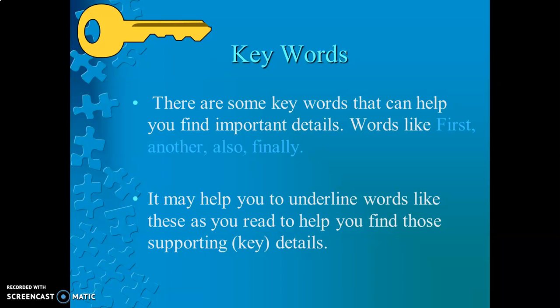There are some key words that can help you find important details. Sometimes words like first, another, also, finally. Those words might signal that the author is providing an example or a detail for you. As you're reading, it can help you to underline words that you see, like first, another, also, finally, because you could use those to find those supporting details.